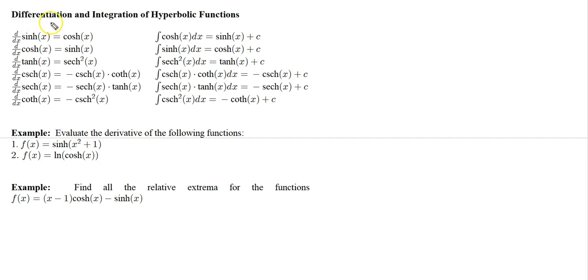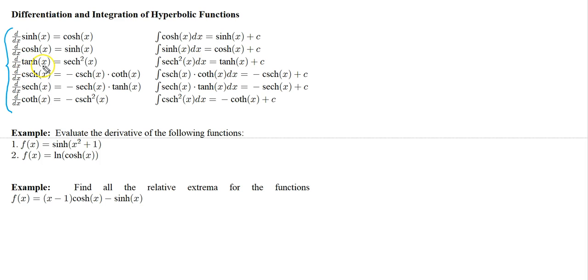Now let's take a look at some differentiation and integration rules of our hyperbolic functions. So here we have listed the derivatives of all of our hyperbolic functions. Now you notice that they look a lot like the differentiation rules for the trigonometric functions, but some of them differ by a sign. So for example, derivative of sinh is cosh, just like derivative of sine is cosine, but the derivative of cosh is sinh.